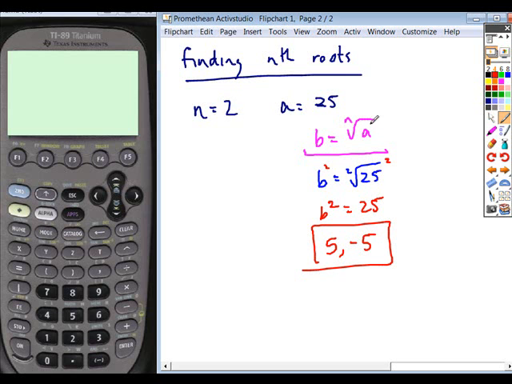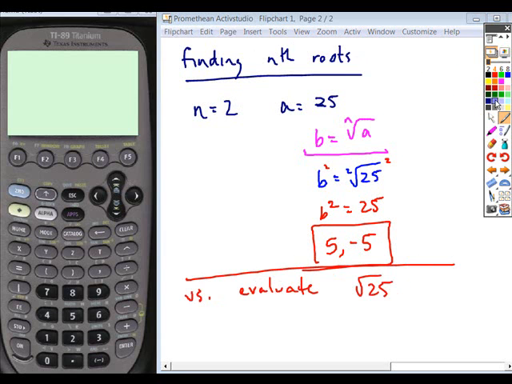Okay. Now, this is different. This problem right here, finding the nth roots, is different than evaluating the square root of 25. I'm spending time on this just because this is really confusing, and I think a lot of times in Algebra 1, when I've taught those classes, this concept is confusing, and then it trickles down year after year. But the square root of 25 is equal to what?